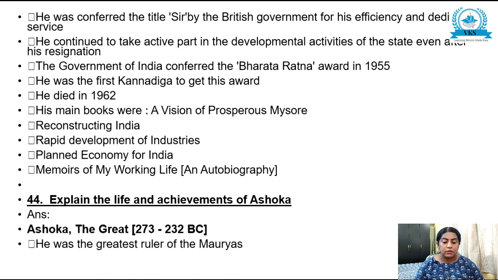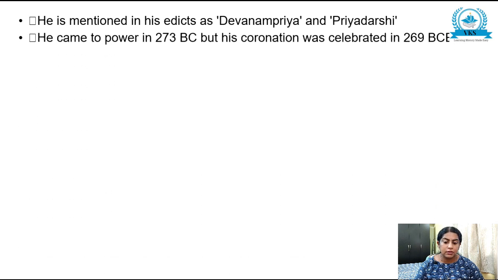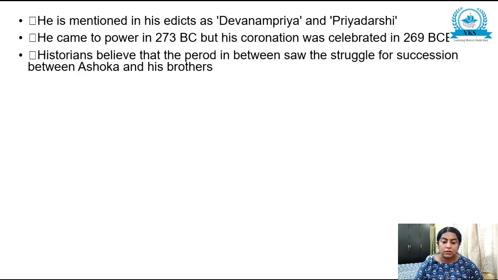Ashoka the Great, he was the greatest ruler of the Mauryas. He is mentioned in his edicts as Devanampriya and Priyadarshi. He came to power in 273 BC, but his coronation was celebrated in 269 BC. Historians believe that the period in between saw the struggle for succession between Ashoka and his brothers.